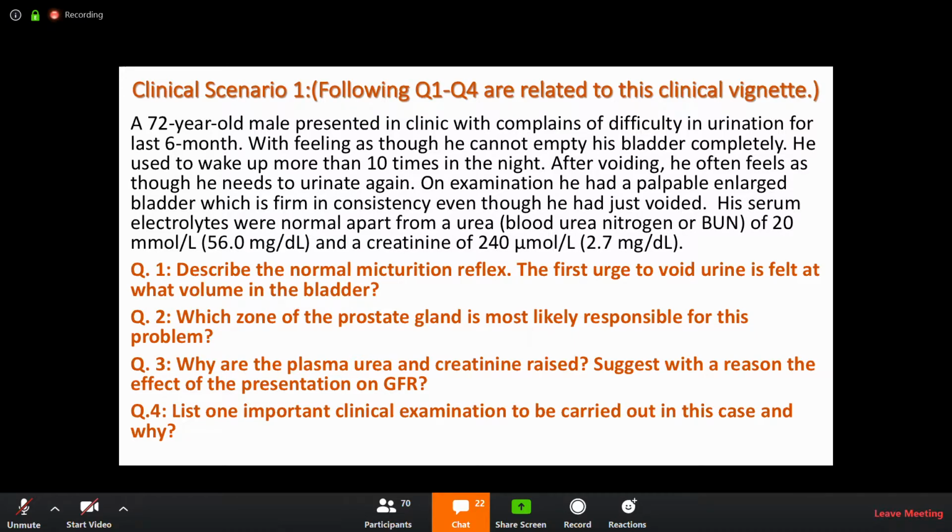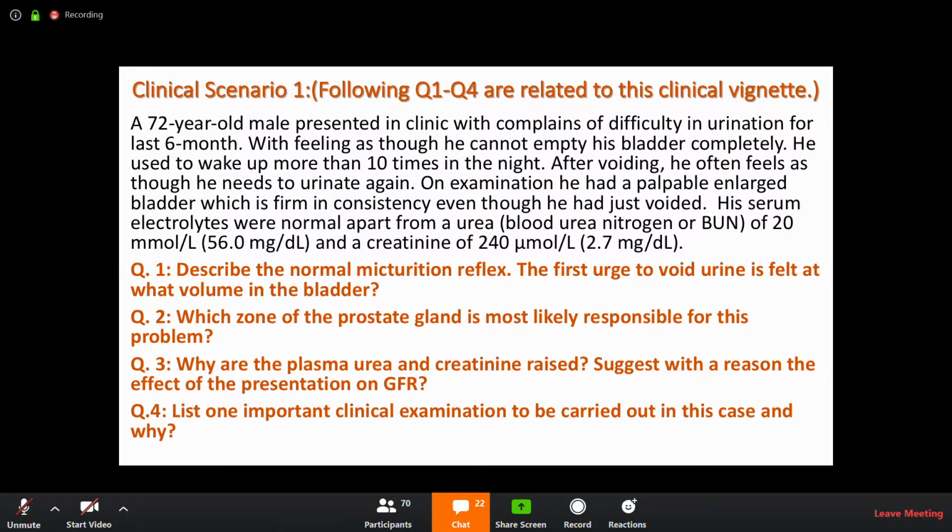Now it's about time that, like the question says, list one important clinical examination to be carried out in this case and why. The important clinical examination which has to be carried out in this pertinent situation is digital rectal examination. And we all know when we insert the finger through the anus into the rectum, we are just palpating the posterior surface of the prostate gland. And we all know when the prostate enlarges, there are certain changes occurring in its posterior surface. We talk about those. So what we have to do is the digital rectal examination.